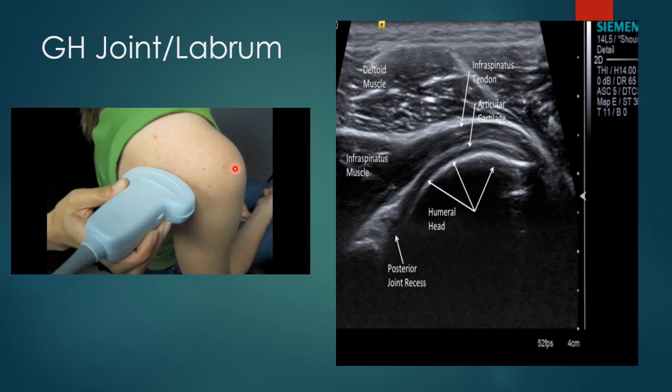Here is an example for the examination of the posterior shoulder using the curvilinear probe. We see here the skin, subcutaneous tissue, deltoid muscle, the infraspinatus tendon, and infraspinatus muscle, as well as the humeral head covered by a hypoechoic cartilage. Here we see the posterior glenohumeral joint, with the echogenic triangular labrum, posterior labrum mainly.